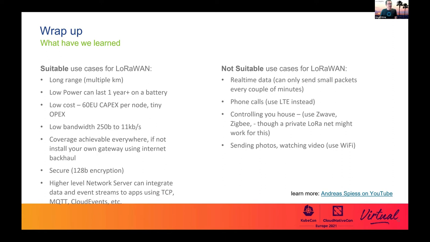What's not suitable for LoRaWAN? Real-time data. It can only send data in small packets every few minutes, not continuous data streams. You can't use this for phone calls; you should use something like LTE instead. It's nominally, at least in the LoRaWAN case, not designed for home automation, although Semtech does have some alternate technology operating a private LoRaNet that can be used for home automation. Also not useful for sending photos or watching videos. You'd want to use Wi-Fi here.